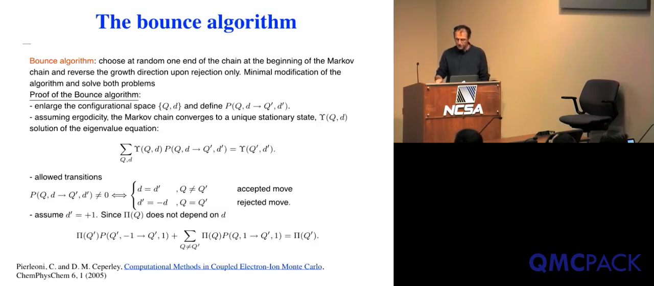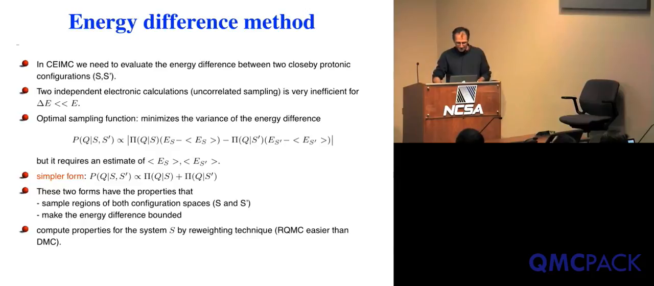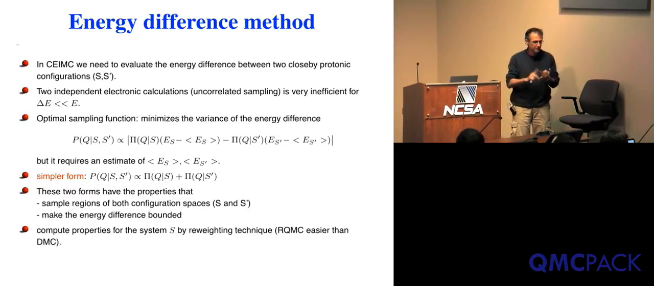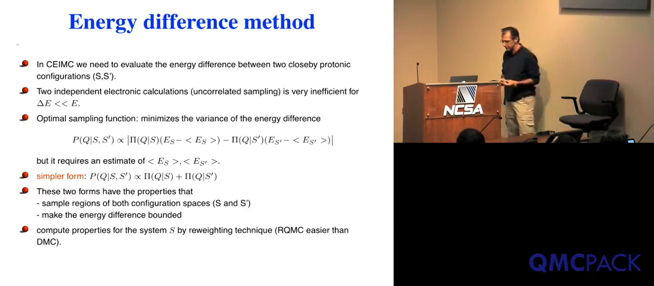So you see here, we are talking 2005. We were already doing coupled electron-ion at that time. Okay, now the energy difference. So this is the way we sample. Either we do variational Monte Carlo or we do this bounce algorithm for the electrons.